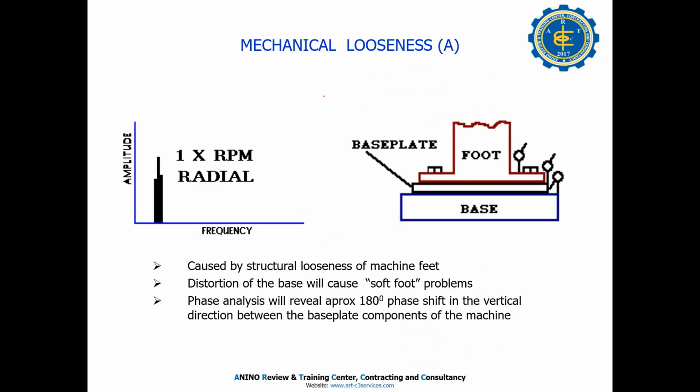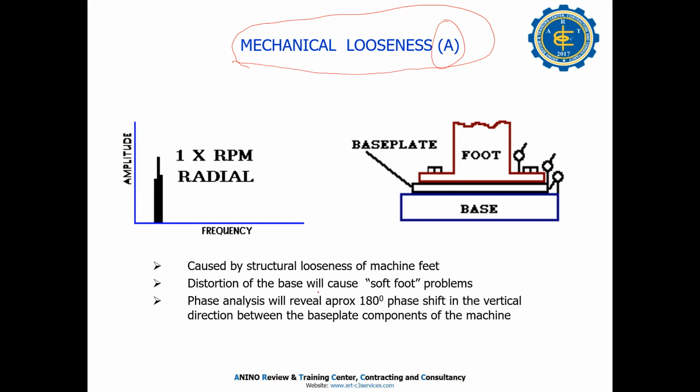So, mechanical looseness A. This looseness shows many spectra, because when the sleeve bearing has a problem already, maybe after 3 or 4 years in operation, that's the time there's a looseness of the bearing, mechanical looseness. Okay, caused by structural looseness of machine fit.